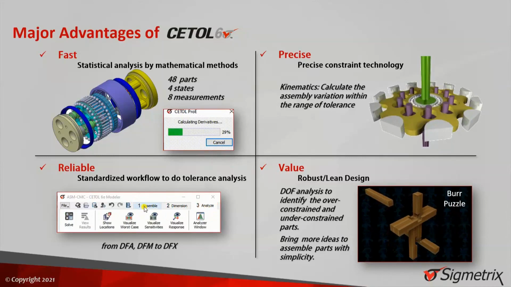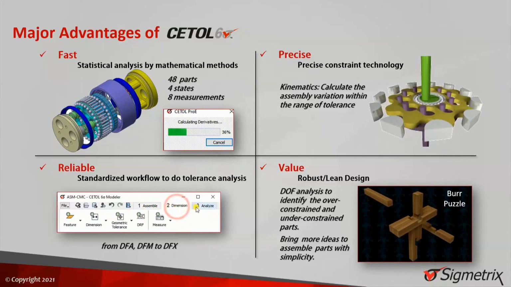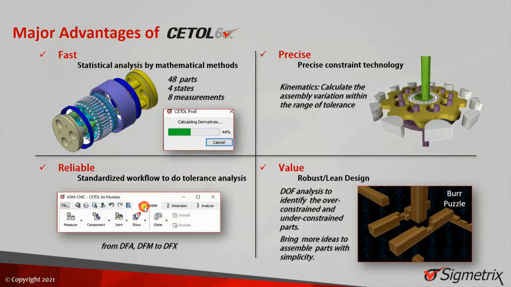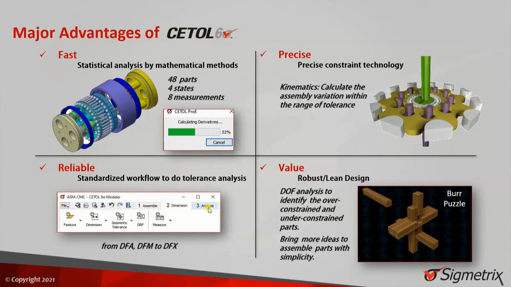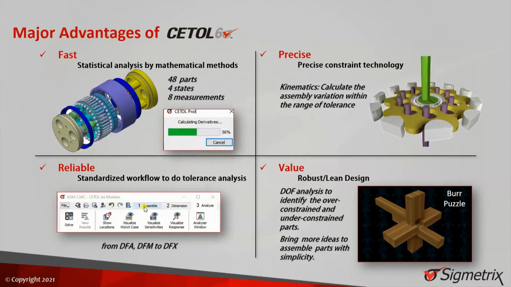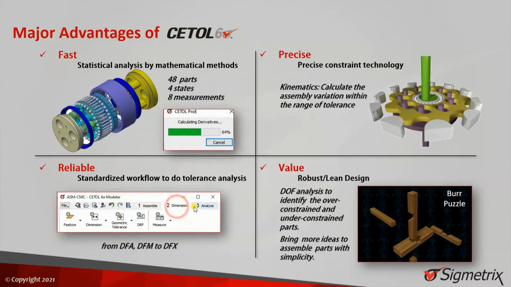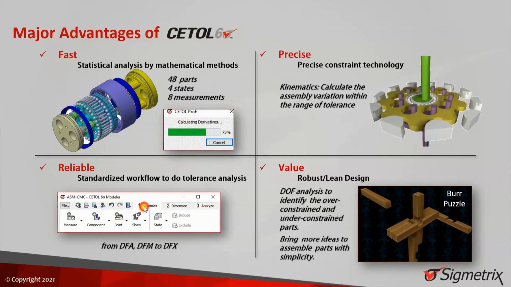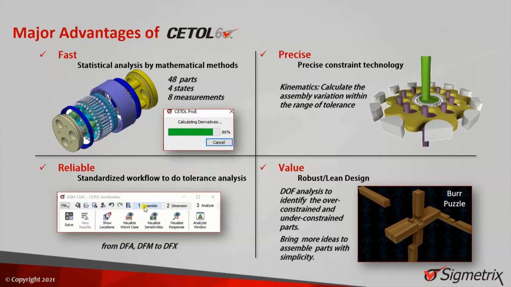So CETOL uses the same concept. That is the DOF analysis, degree of freedom analysis, in the background. So the user can easily identify which part is under constrained or over constrained. So it will bring more ideas to you about the assembly parts with simplicity. So you can reduce the number of fasteners on your parts to save cost.